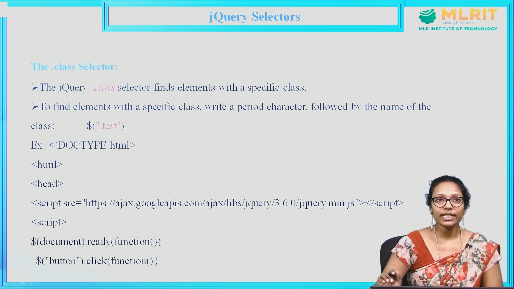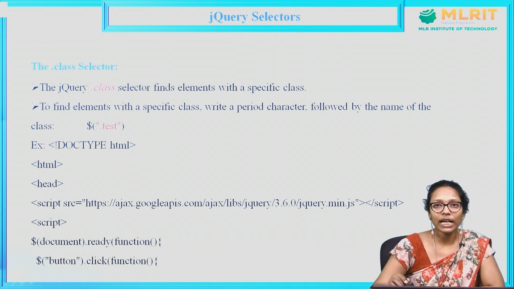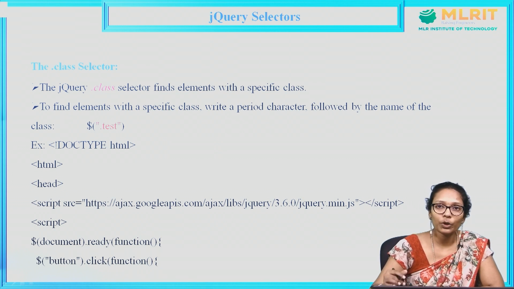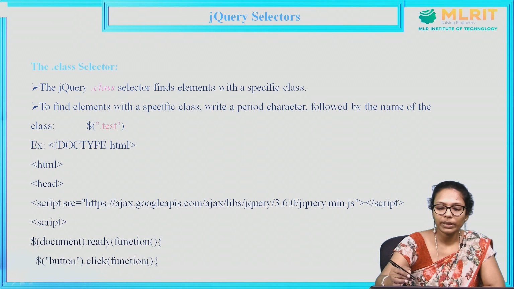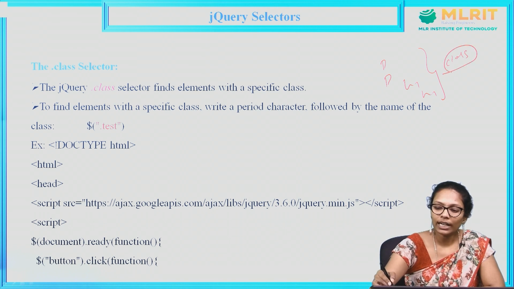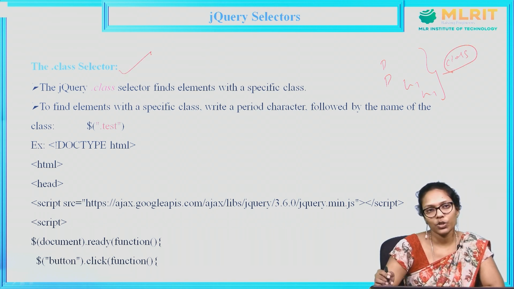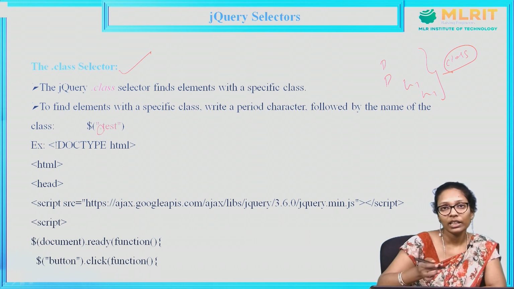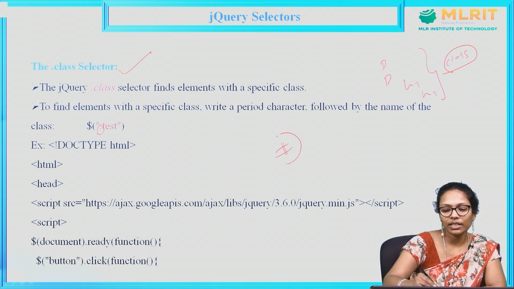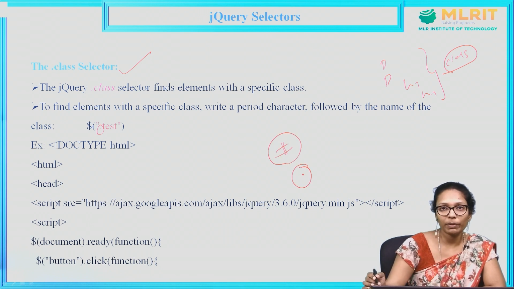So the next selector is the class selector. The problem with the ID is that an ID can be given only to one particular element. But if I want to apply this logic to a group of elements, then I can give a common class name to all the elements in that group. For example, in that group, I have two paragraphs and two H1s. For all these tags, I can give a common class name and with that class name, I can apply this logic. If it is a class name, before the class name you should specify a dot. If it is an ID, you specify a hash. In the same way, if it is a class, you specify a dot before the class name.